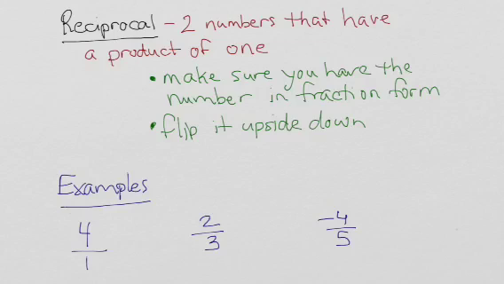Next, flip that fraction upside down. That means 1 over 4 over 1 becomes 1 over 4. This one, 2 over 3, you flip it, now it's 3 over 2. This one, you flip it, 5 goes up top, negative 4 goes on bottom. Again, that's called a reciprocal, and it is an important little feature of our work today.